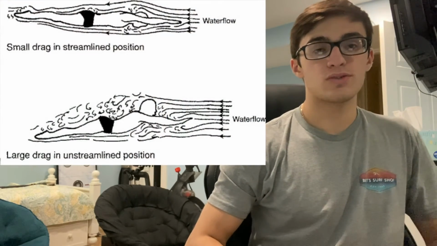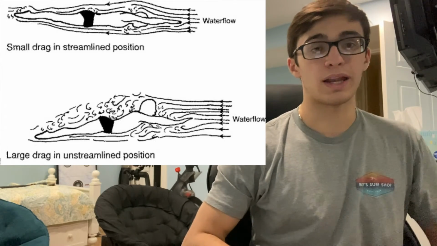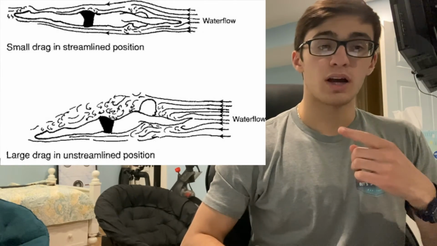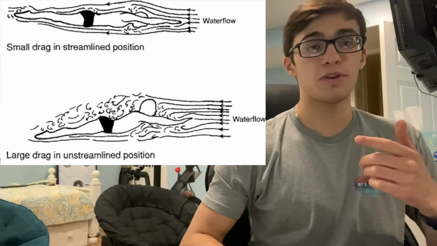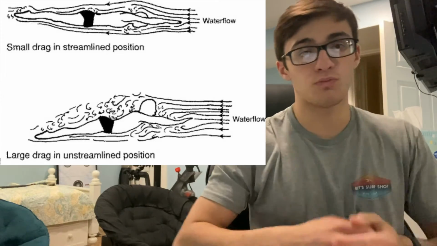Form drag is increased when a swimmer increases the water pressure against their body by falling out of streamline, as seen in the swimmer on the bottom of this diagram. Here's a video of me demonstrating the same motion that this swimmer is demonstrating.